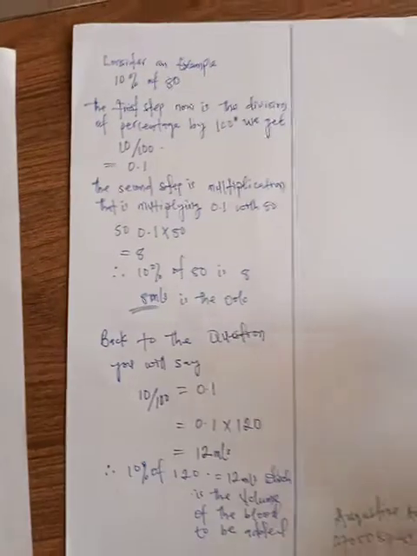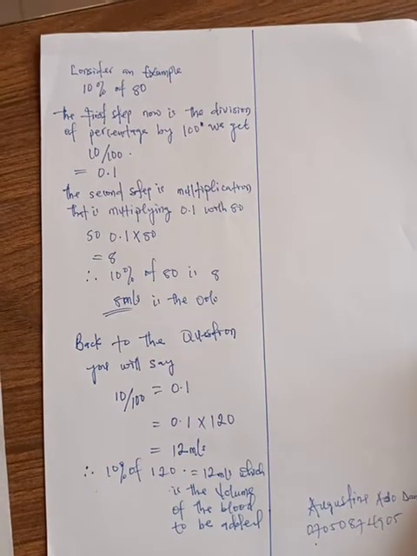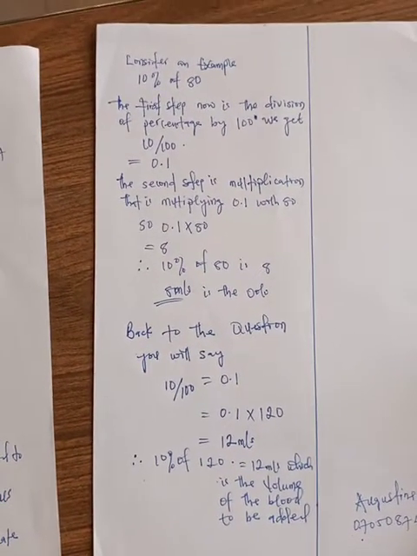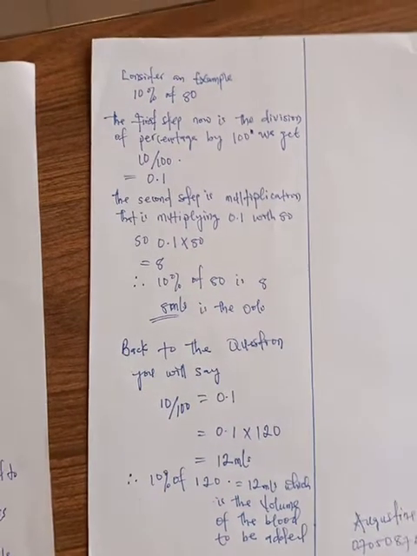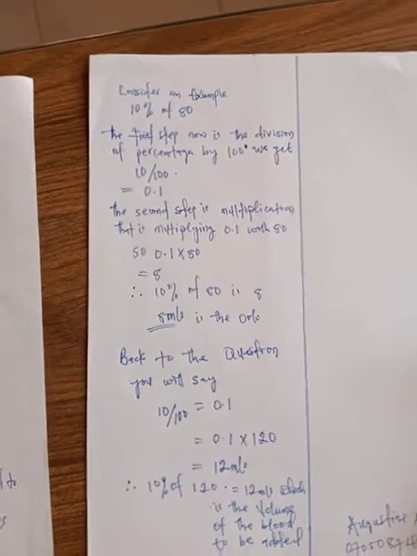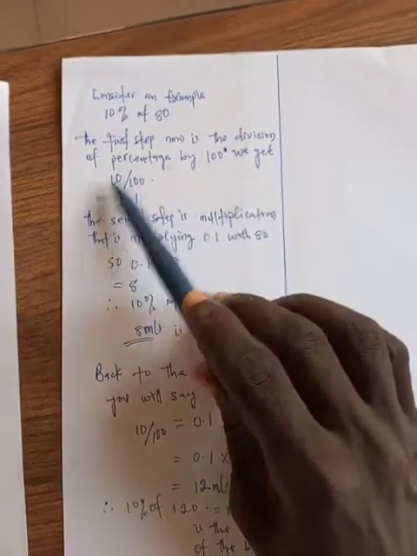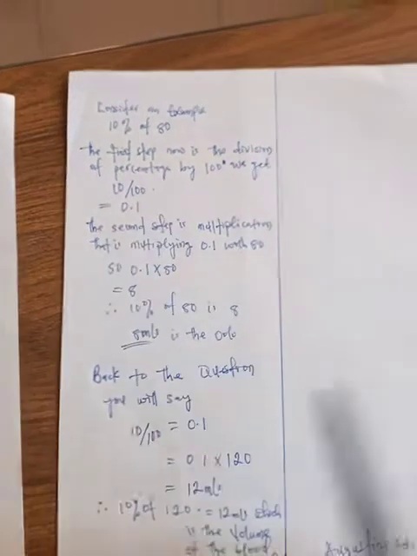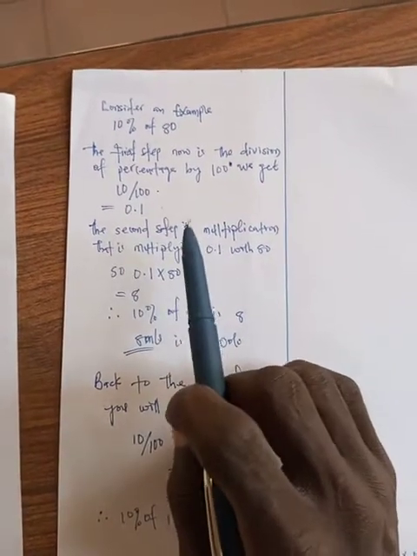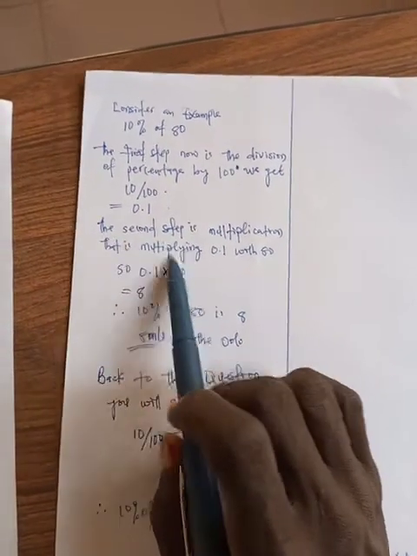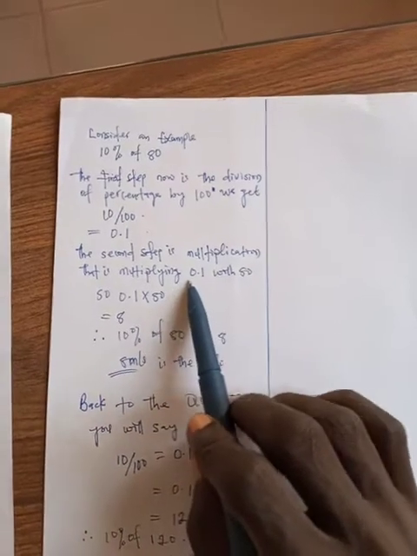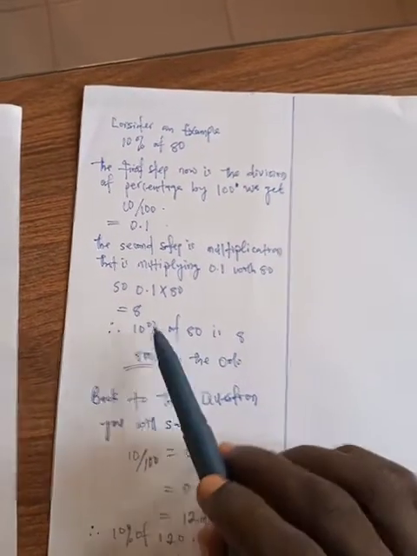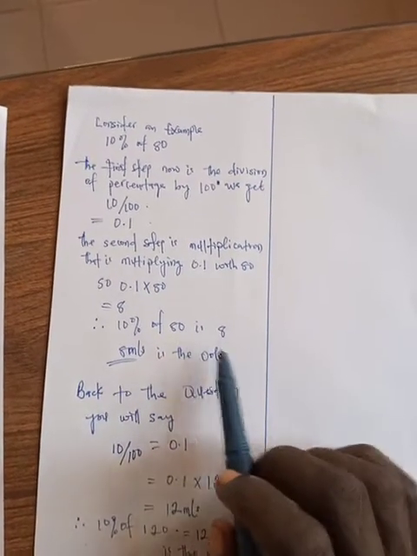So briefly, I will show us how we can calculate our percentage with a small illustration here. For example, you were asked to find 10% of 80. The first step is the division of the percentage by 100. So you say 10 divided by 100, you will have 0.1. The second step is multiplication, that is multiplying 0.1 with 80. So 0.1 times 80 will give you 8. Therefore, 10% of 80 is equal to 8.